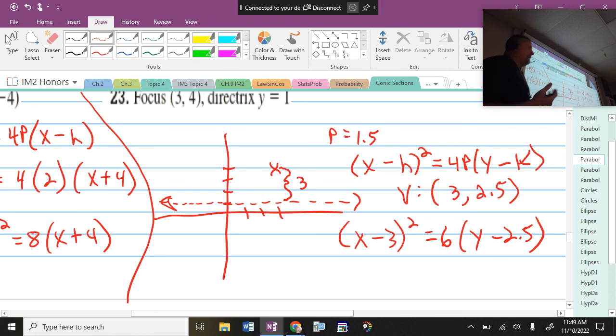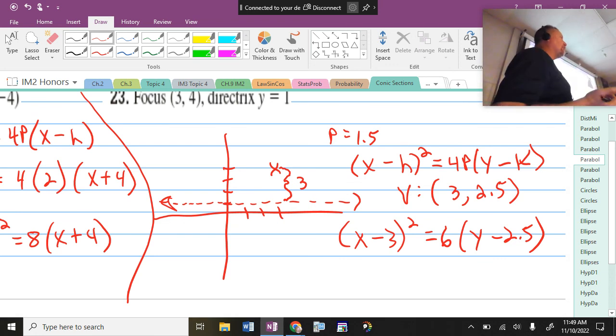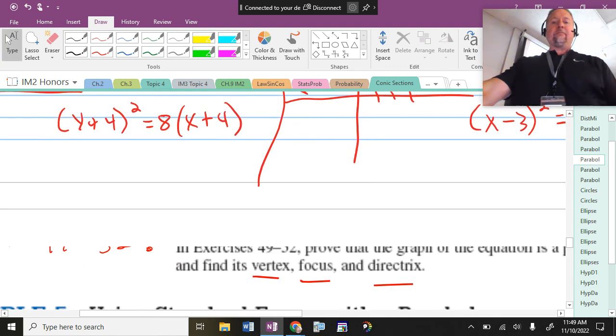Then you don't have to find anything else, but you have to make a graph to establish what you're dealing with. If you don't graph, you're a fool, and that's the bottom line of it.